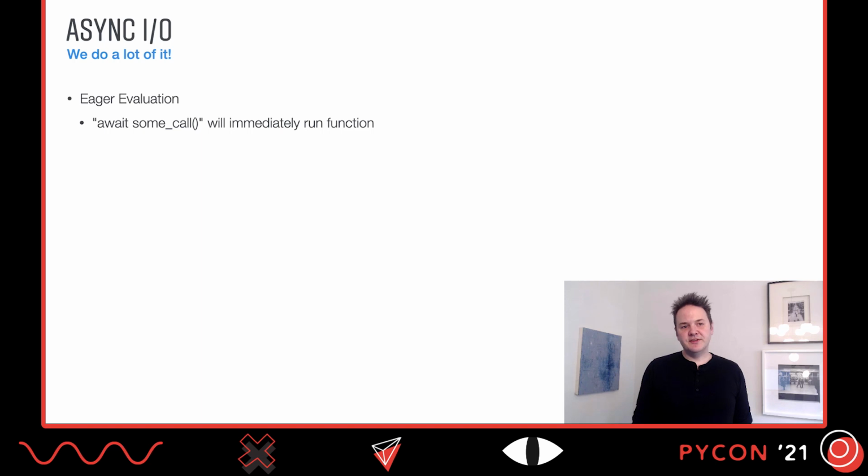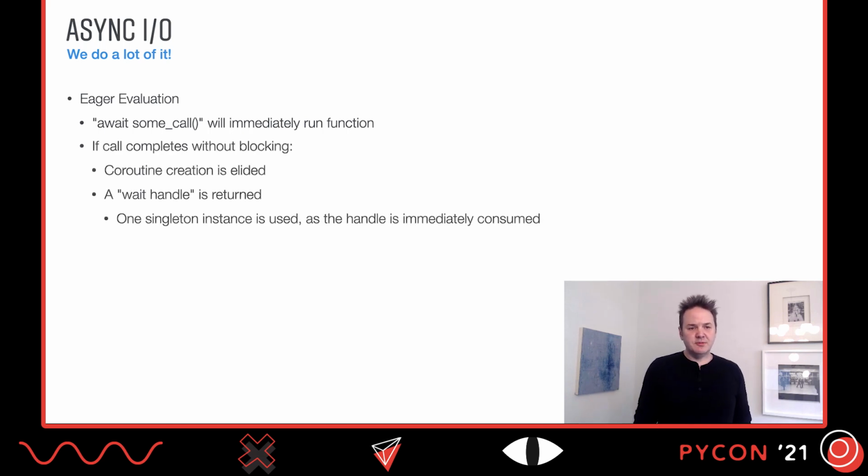Another way that we've improved async I/O is something that we call eager evaluation. Frequently you have something that will be like await some call, and right now that needs to go off and schedule that function to run onto the event loop. But a lot of functions will just complete synchronously and you don't have to wait for them. So if it completes without blocking, we avoid the creation of the coroutine, and instead what we do is we have a singleton wait handle that gets returned, and this actually has the value and it gets immediately consumed at the call site. There's only one in the entire process.